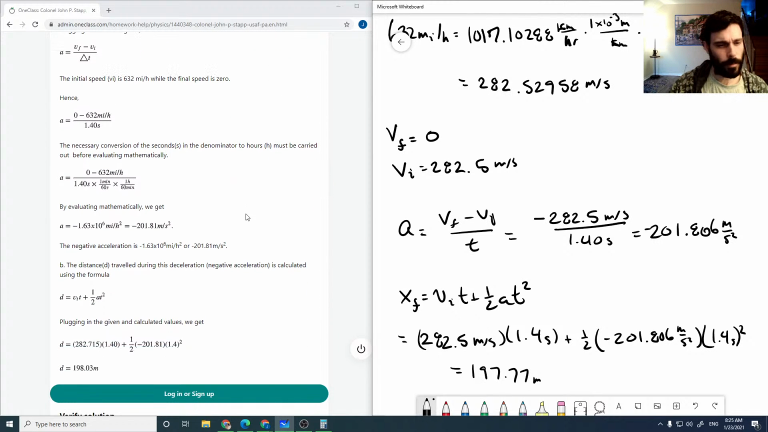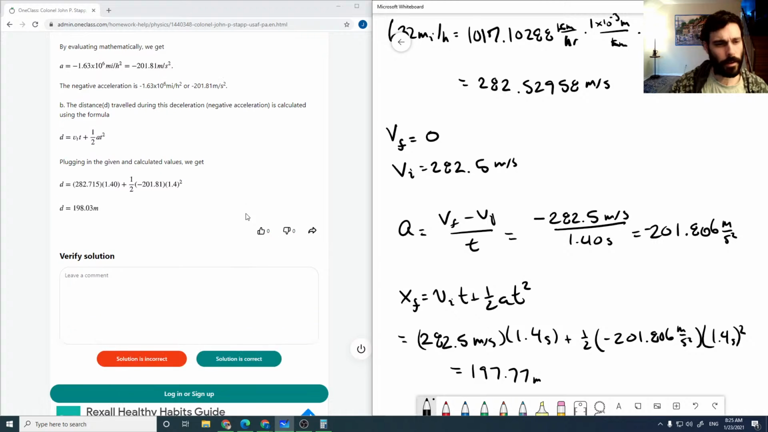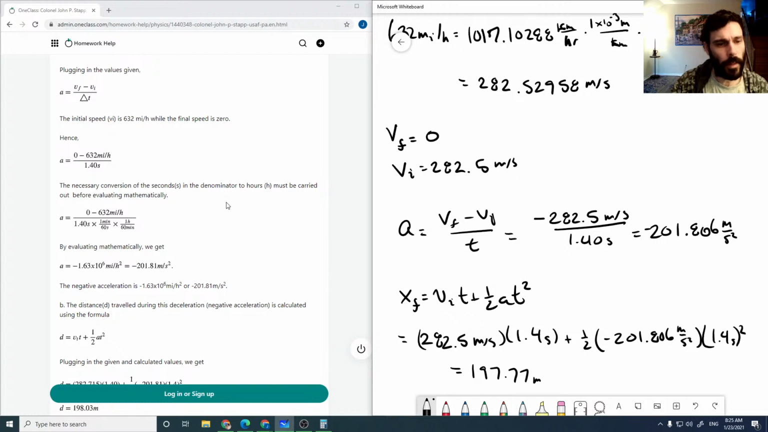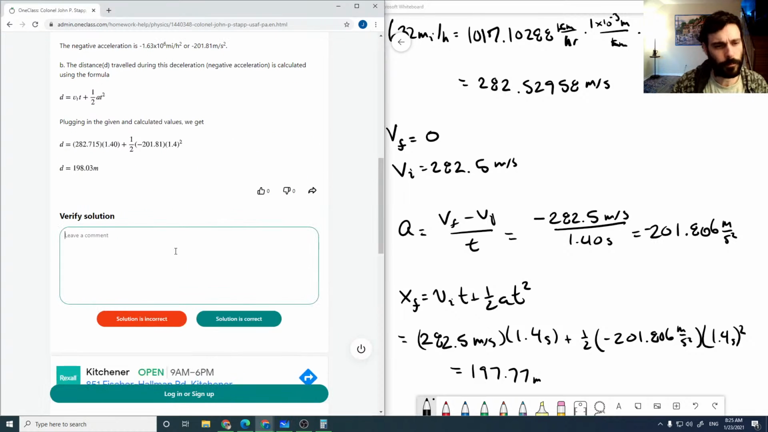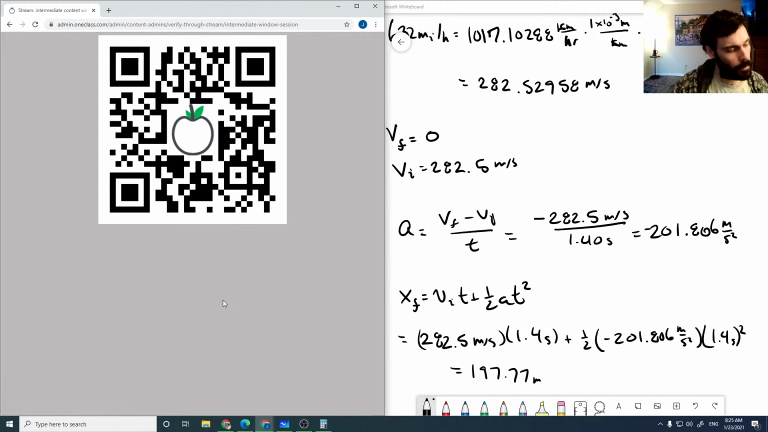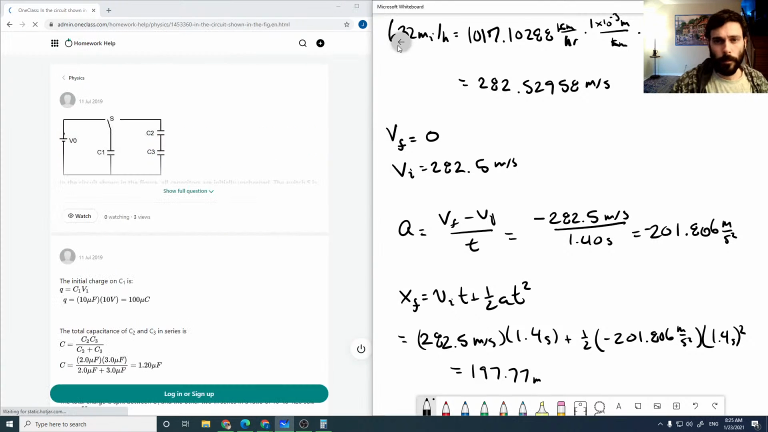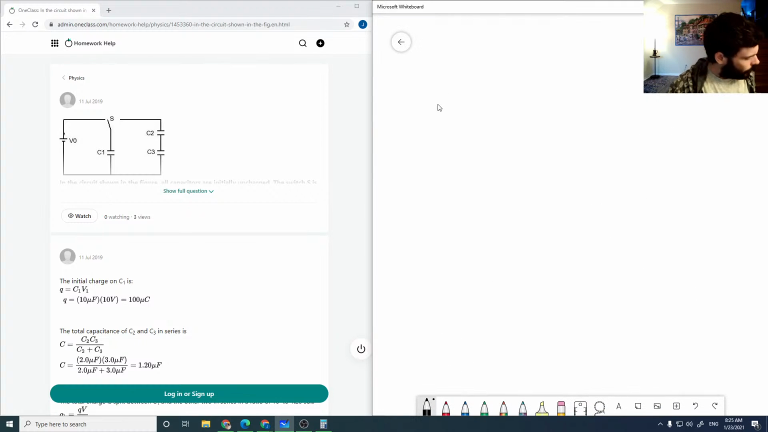So our acceleration is minus 201, and our distance traveled is about 198. Any differences there would be rounding, it looks like. So that looks good. Okay, and I'll do this one.